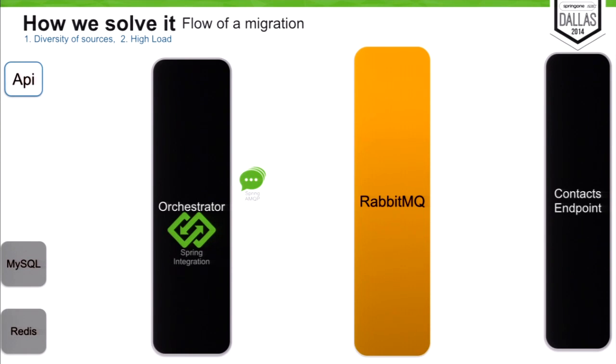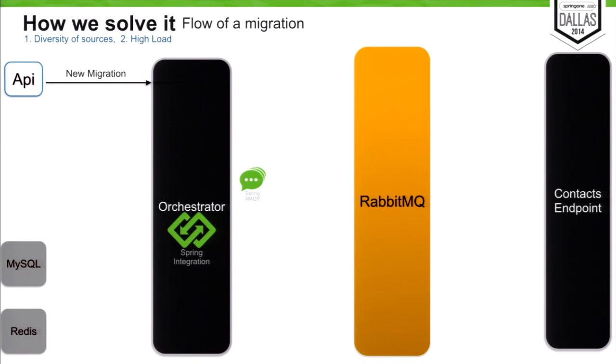So let's see in detail first the orchestrator and then RabbitMQ, which are the key points of our architecture. And in order to see how the orchestrator works, we're going to see the flows or processes that a migration follows in our platform.